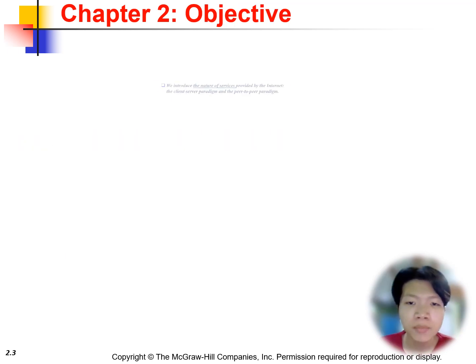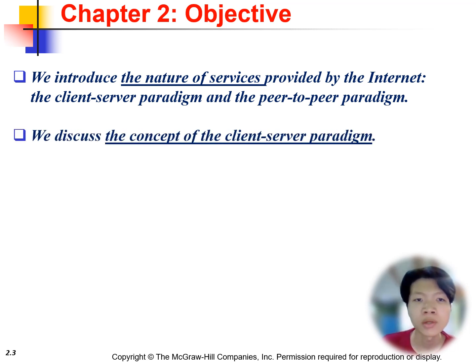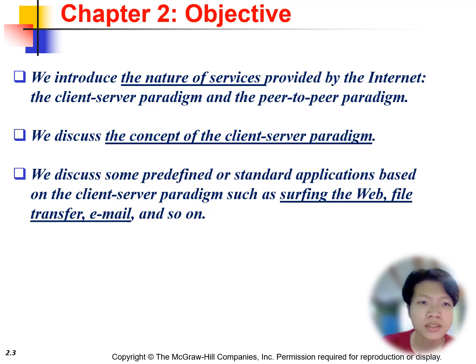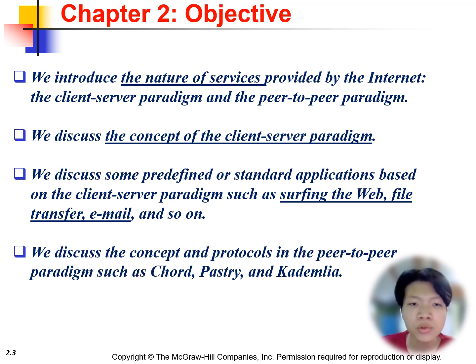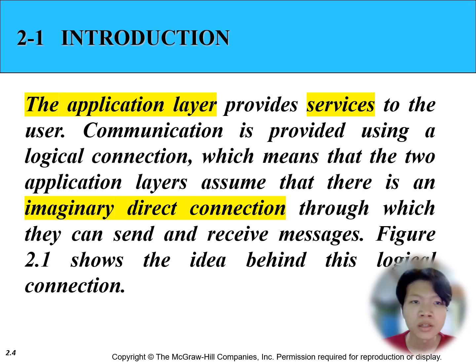The objective of this chapter is to introduce the nature of services provided by the internet, the client-server paradigm, and the peer-to-peer paradigm. We discuss the concept of the client-server paradigm. We discuss some predefined or standard applications based on the client-server paradigm, such as surfing the web, file transfer, email, and so on. We discuss the concepts and protocols in the peer-to-peer paradigm, such as Chord, Pastry, and Kademlia, and we show how a new application can be created in the client-server paradigm by writing two programs in the C language.